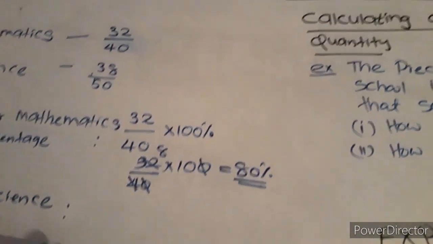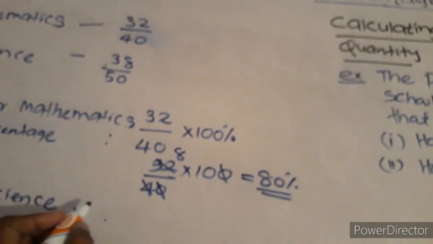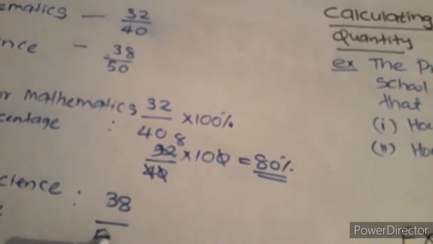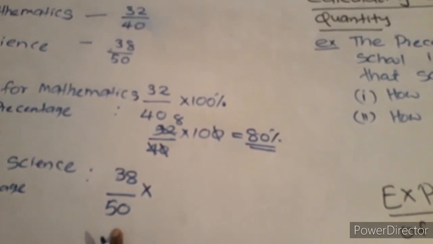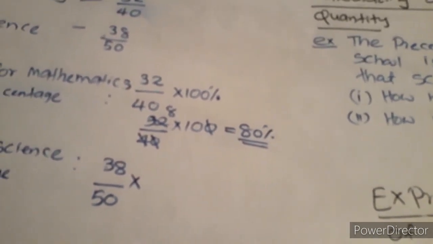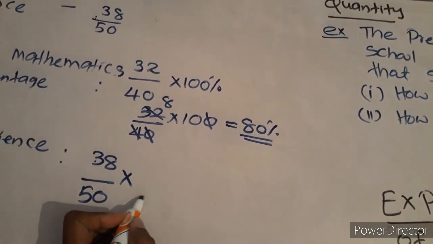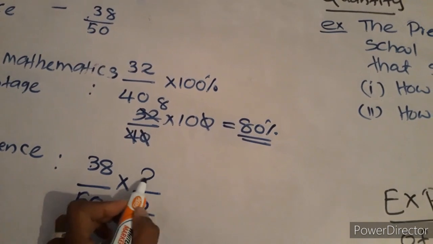For science, what is the fraction? 50 is the denominator, 38 is the numerator. 38 upon 50. So make it as a percentage. We write it as a fraction. So I do it using this other method. We can make the denominator 100. So we can multiply both numerator and denominator by 2.